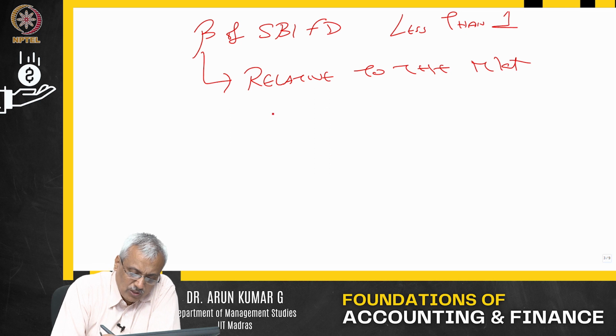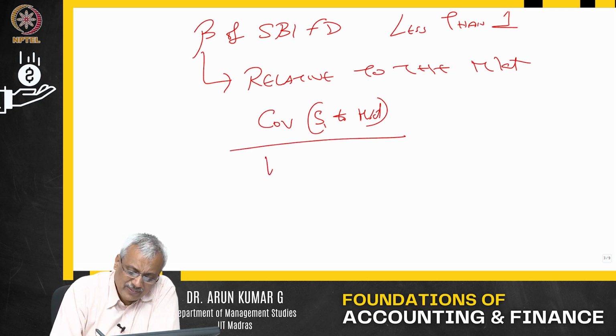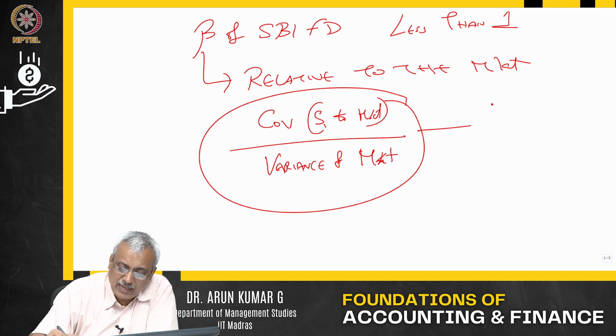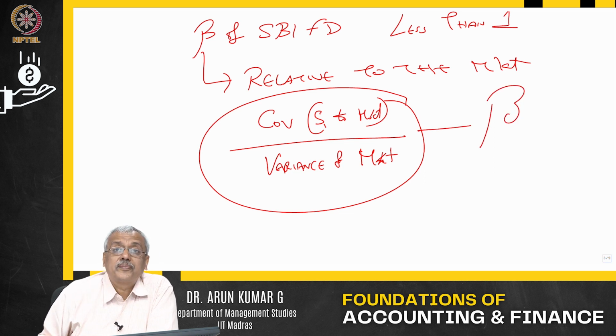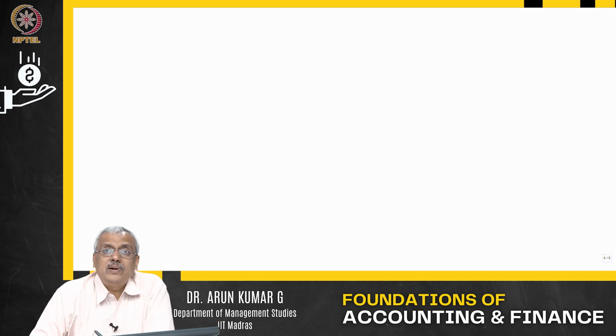Beta is nothing but the covariance of the stock that you are investing in, say S1, with the market, divided by the variance of the market. That is what we call beta in this particular case. Now why is beta used? What is the use of beta? Now let us go to the next step.